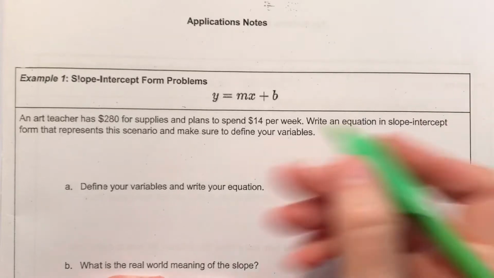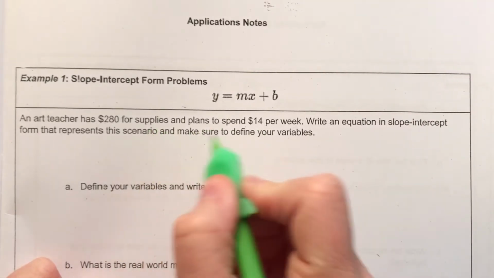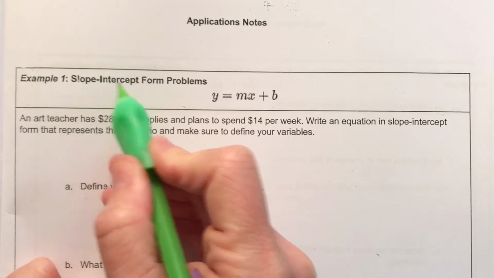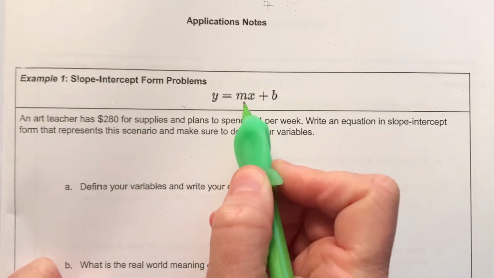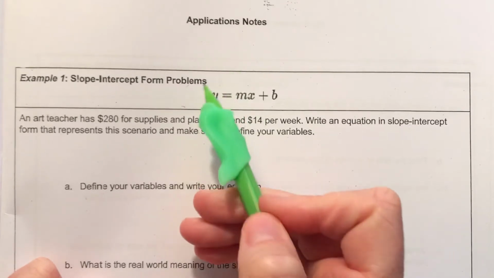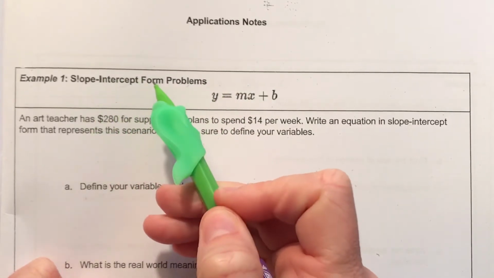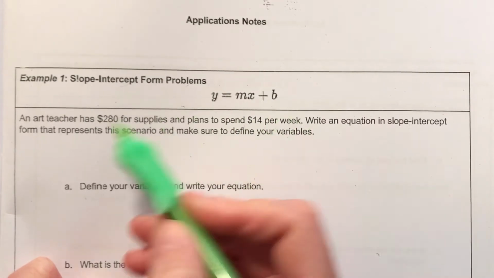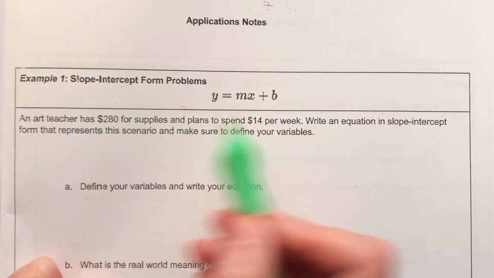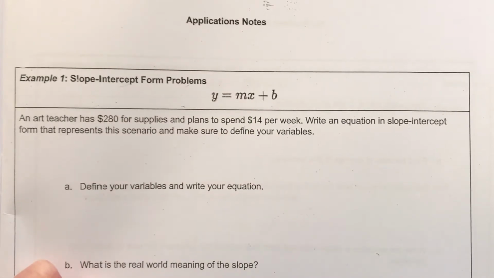In this video, I'm going to show you how to use an application problem and put it into slope-intercept form and then answer a couple questions based on the equation that you have. So for this first example, because we're dealing with slope-intercept form of an equation, I wrote that form here on my paper. And I'll read you the scenario so then we can set up our equation to answer the questions.